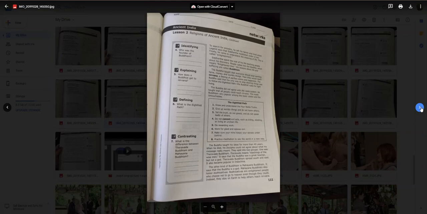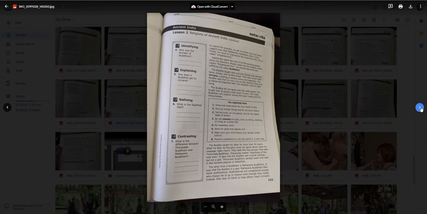Number five, how does a Buddhist get to nirvana? The Buddha said that the only way to stop desiring things was to follow the Eightfold Path, the Buddhist rules for right living. The Buddha did not agree with the caste system. He taught that all people could reach nirvana. This made Buddhism very popular in the lower castes and the untouchables. Because they could be an enlightened person and could reach heaven or happiness without having to be reborn over and over again. Okay, and you're still doing good.